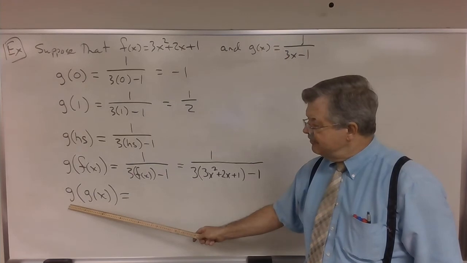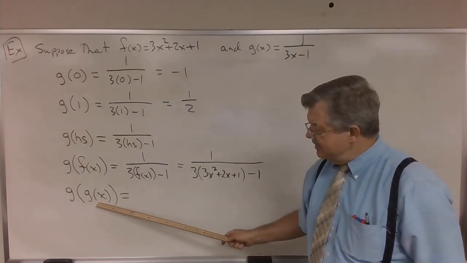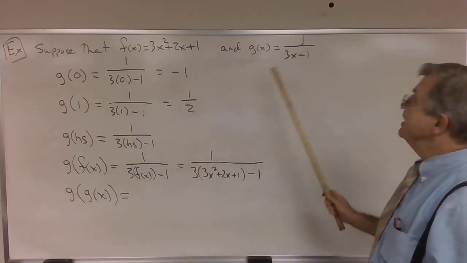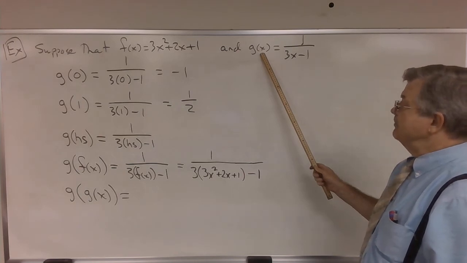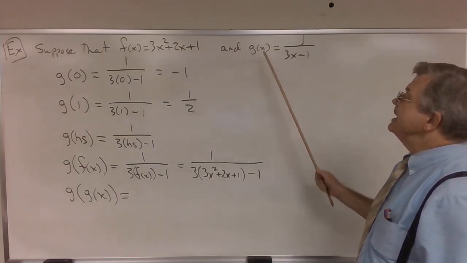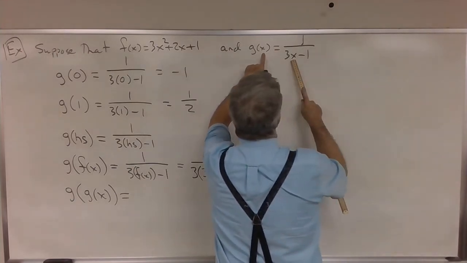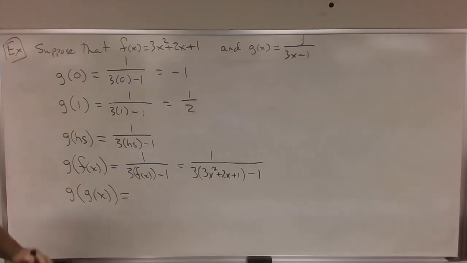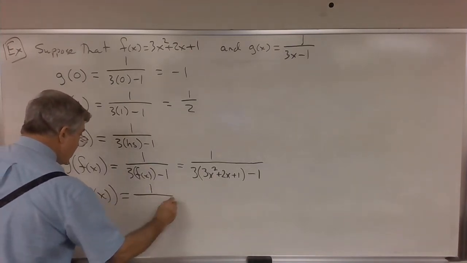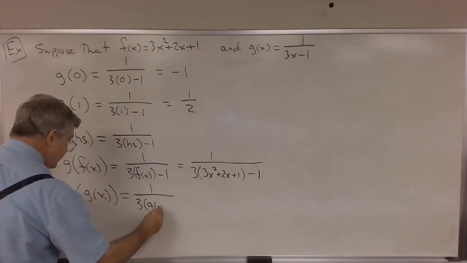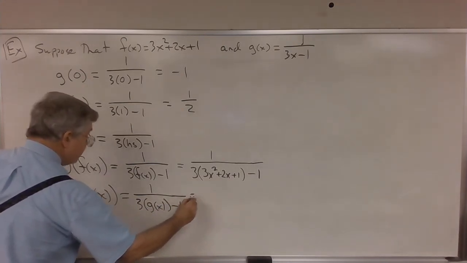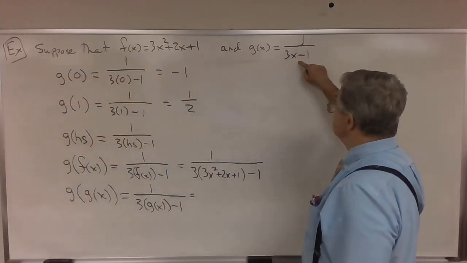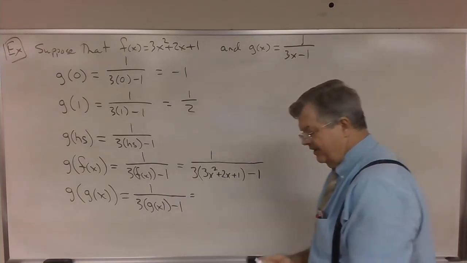Here we have the function g evaluated at g of x. So g of x plays the role down here that x plays up here in our model. So every place we see an x up here in our model, here and here, we're going to put g of x down here. So we're going to have 1 over 3 g of x minus 1. And now we can plug in 1 over 3x minus 1 for g of x here.